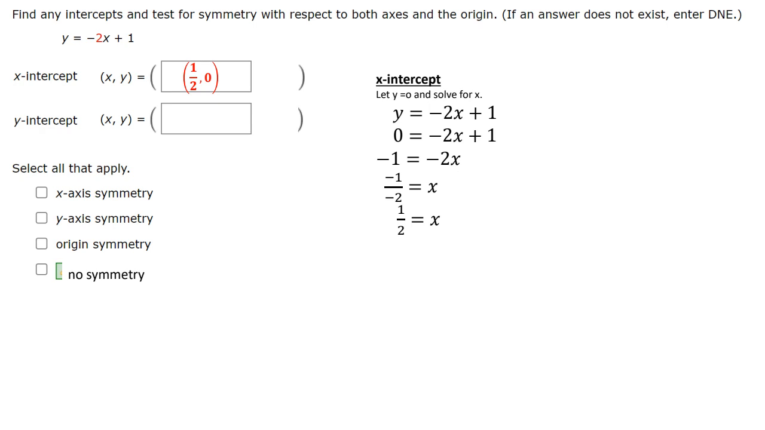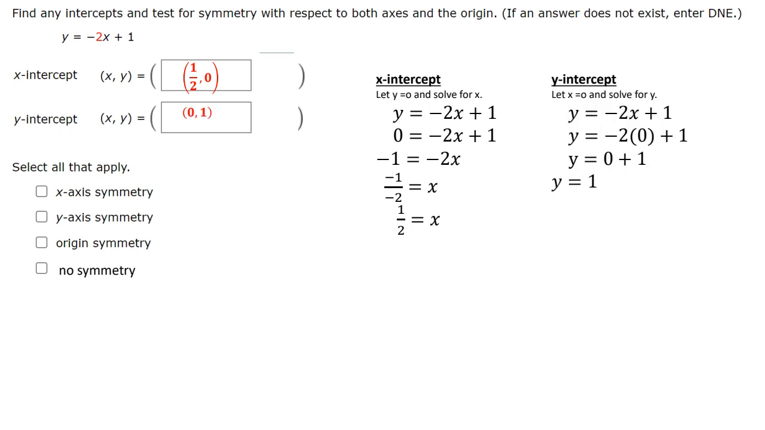So inversely, to find our y-intercept, we're going to now set x equal to 0, and then we're going to solve for y. So when we do that, we'll replace x with 0, simplify and solve for y, and we find that y is equal to 1. And again, here they're asking us to put it as an ordered pair. So we have (0, 1).